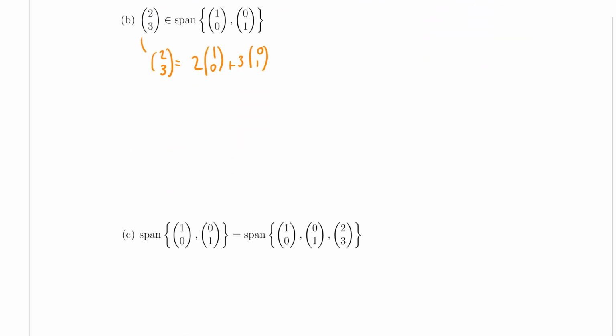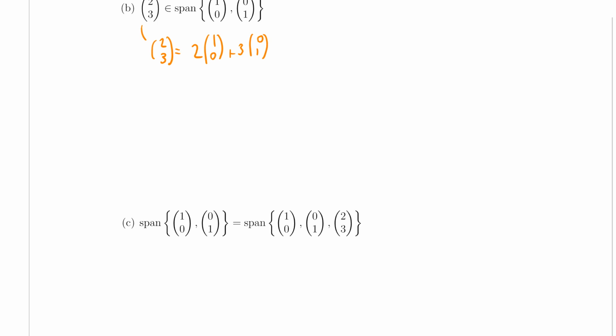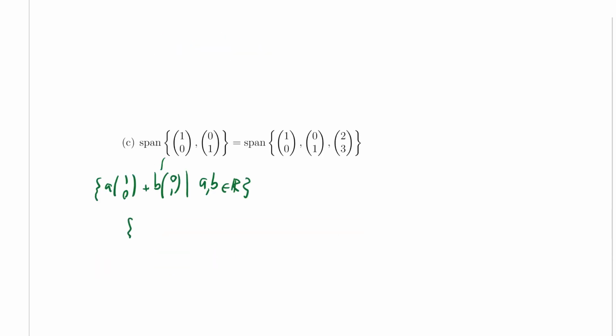Okay. Let's look at my part C here. I'd like to show that the span of (1, 0) and (0, 1) is equal to the span of (1, 0), (0, 1), and (2, 3). So let's take a look here. The span of (1, 0) and (0, 1), once again, is going to be a times (1, 0) plus b times (0, 1), where a and b are any real numbers. So it's the set of all vectors of the form (a, b), where a and b are just real numbers.